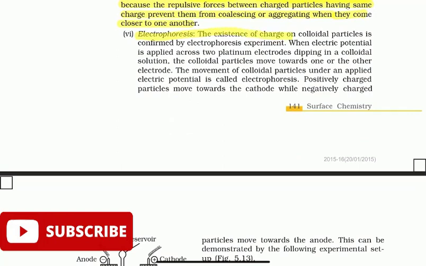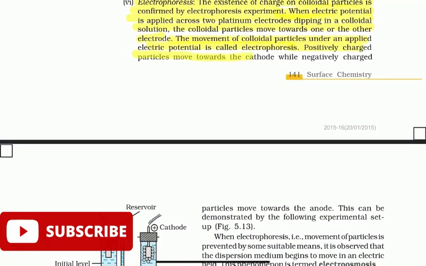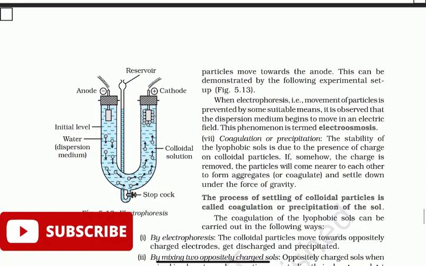Electrophoresis. The existence of charge in colloidal particles is confirmed by the electrophoresis experiment. When electric potential is applied across two platinum electrodes dipping in colloidal solution, the colloidal particles move towards one or other electrode. The movement of colloidal particles under an applied electric potential is called electrophoresis. Positively charged particles move towards the cathode, while negatively charged particles move towards anode. This can be demonstrated by the following experiment.